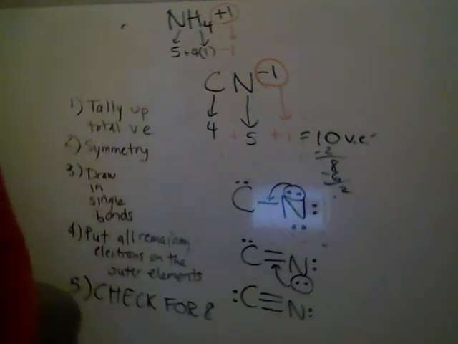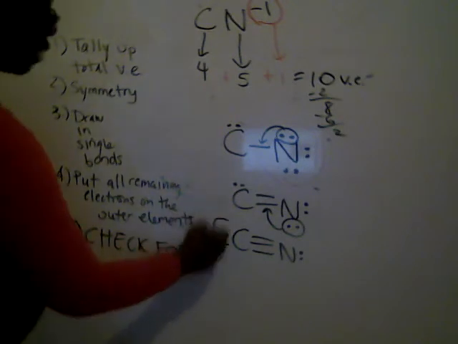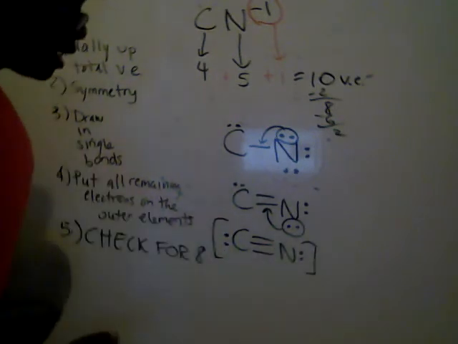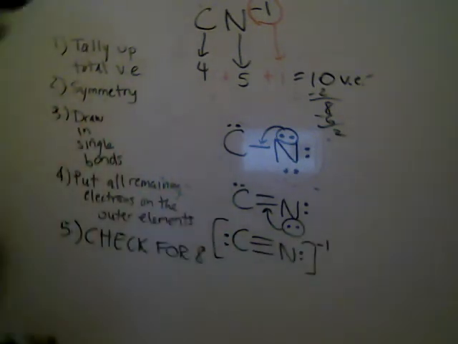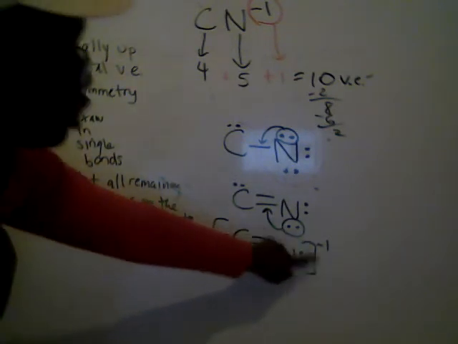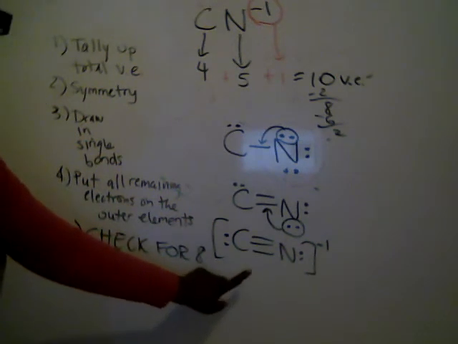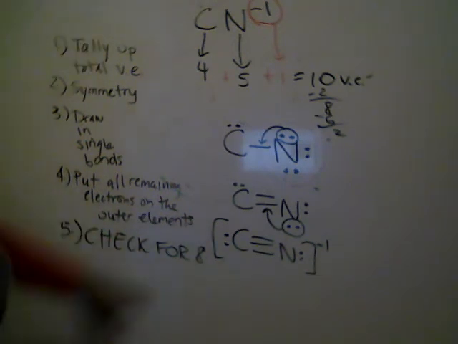The only last thing we want to do, and this is something we have to do when we have things with charges, is put brackets around the final dot diagram and put the charge. Okay? That's just to tell someone looking at this dot diagram that it has a charge of -1, meaning we did this dot diagram with 1 extra electron. And that's what we do just to make sure someone knows.